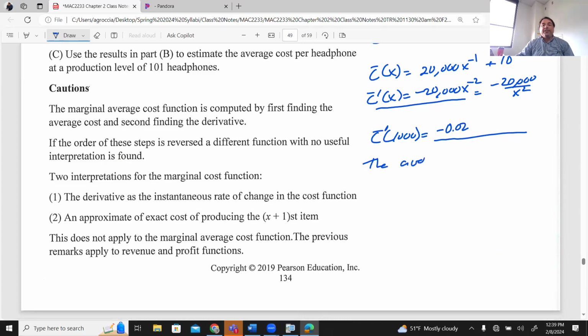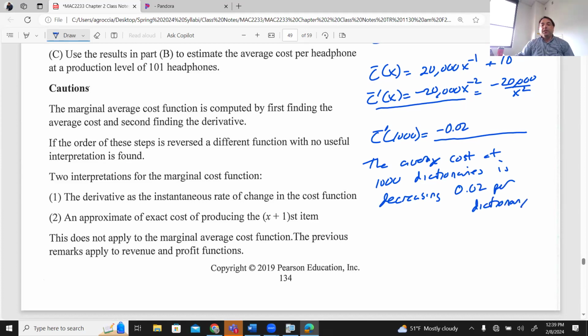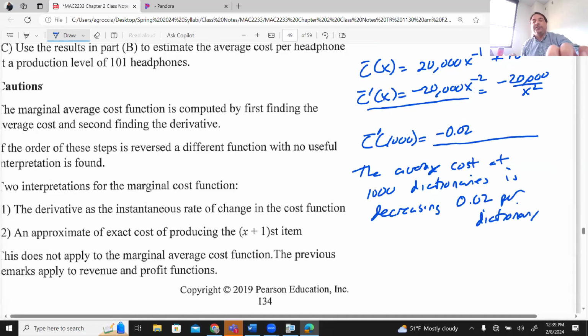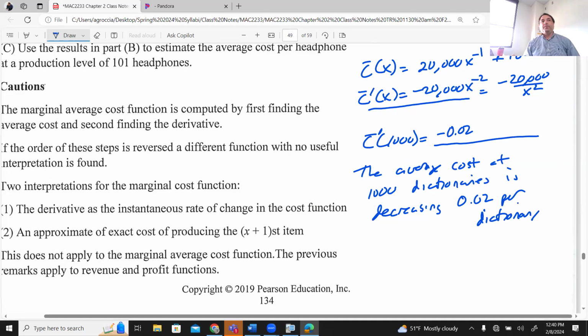So if I was going to write this in a sentence, the average cost at 1,000 dictionaries is decreasing 2 cents per dictionary. Again, it's how the $30 is changing. It's how the $30, the average cost, is changing.